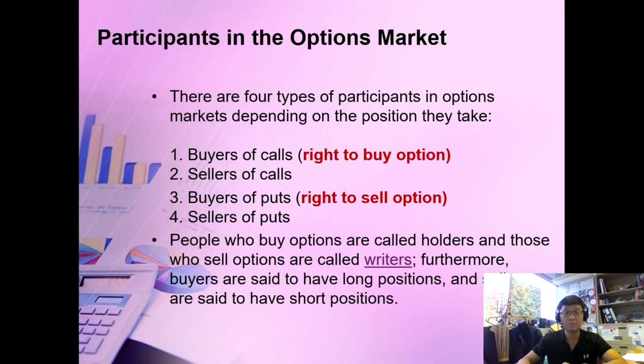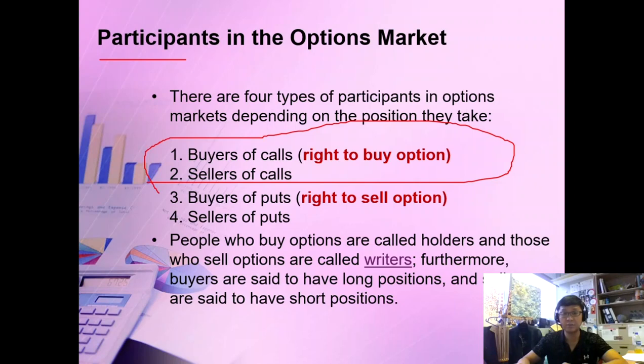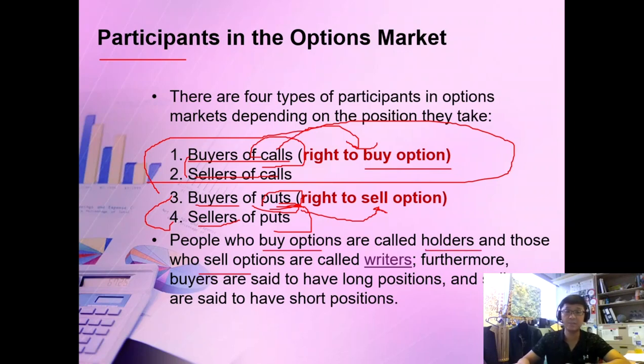Here again is a quick rundown on the participants. If you set a call option, you have a buyer for the call and a seller for the call. These two exist together as a pair. The buyer of the call has the right to buy at the given option price. Another pair is the buyer for the put and the seller for the put. A put option means the right to sell at a certain price. Again, buy means the holder, and sell means the writer.